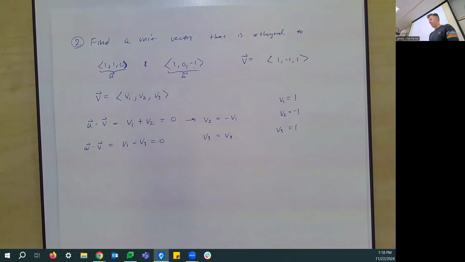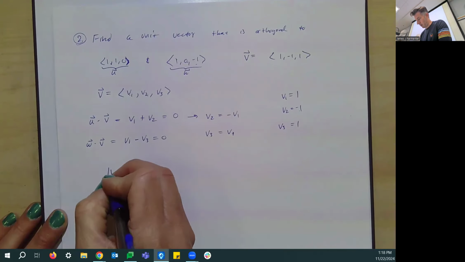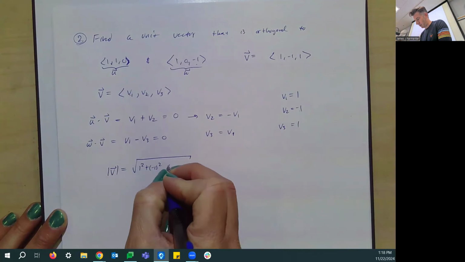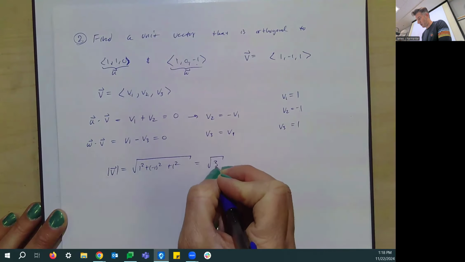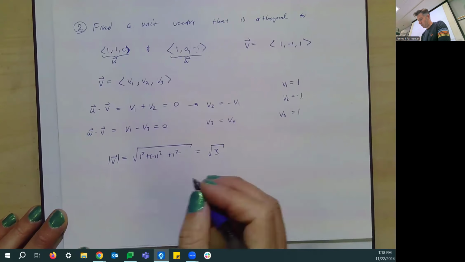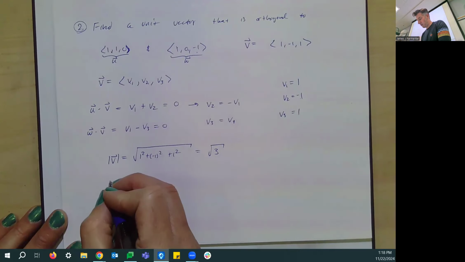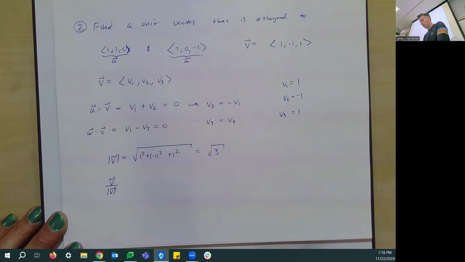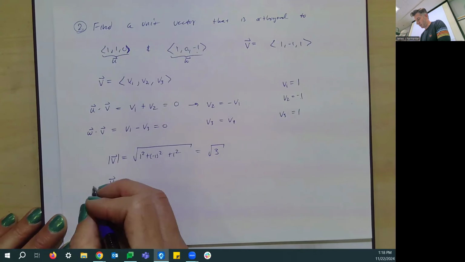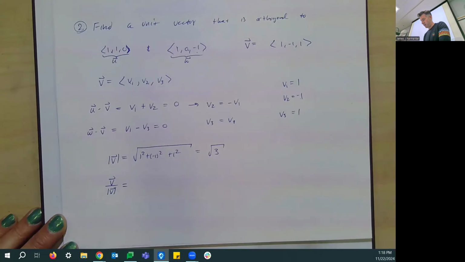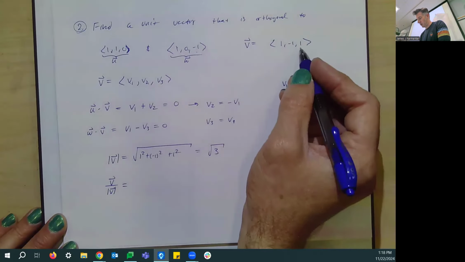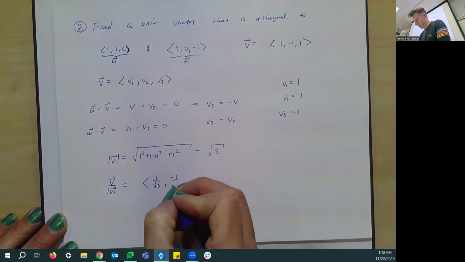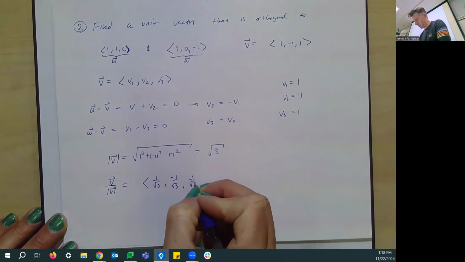And then we're going to take the magnitude of V. So the magnitude of V is the square root of 1 squared plus negative 1 squared plus 1 squared, which is the square root of 3. And then our final vector, well, one of our final vectors, v divided by its own magnitude, which I would call u, except I already used the name u, so I'll just call it v divided by v, is going to be each of the components of v divided by the magnitude. So 1 over root 3, comma, negative 1 over root 3, comma, 1 over root 3.